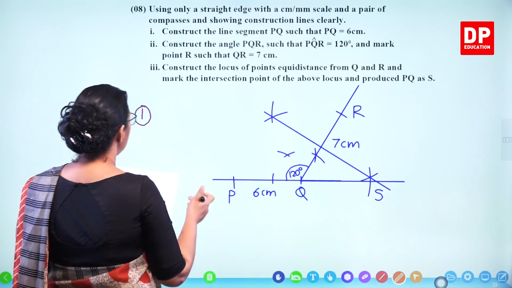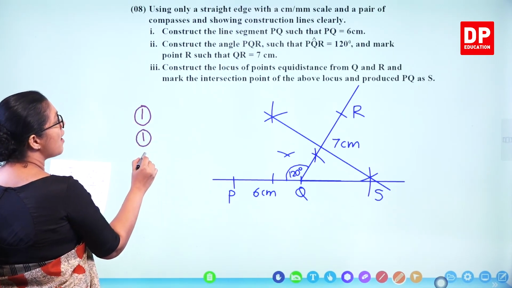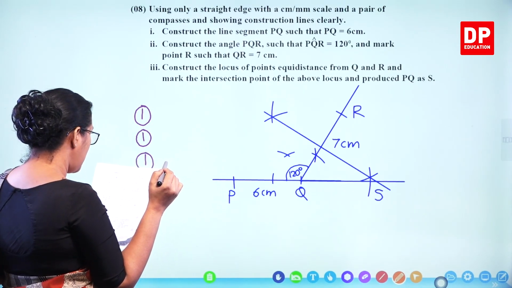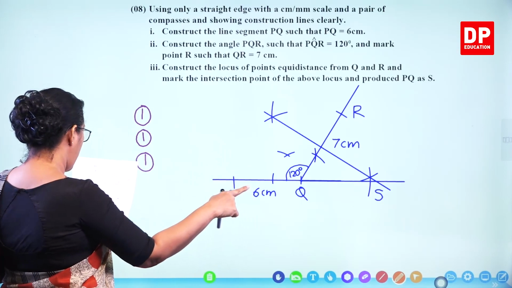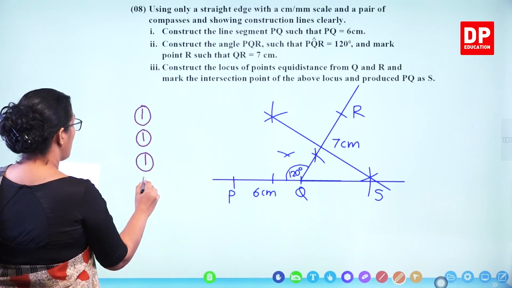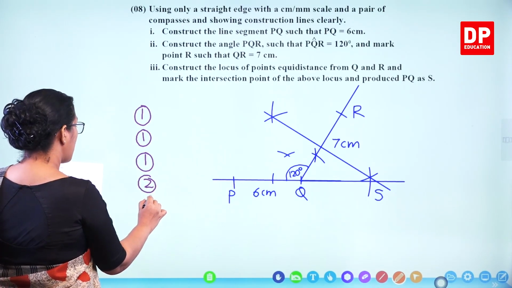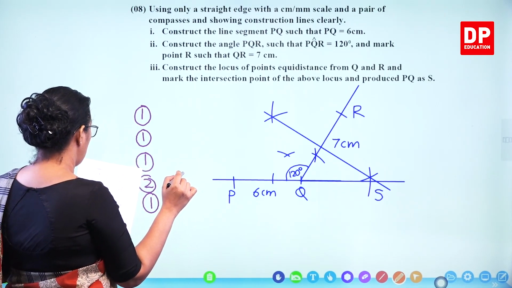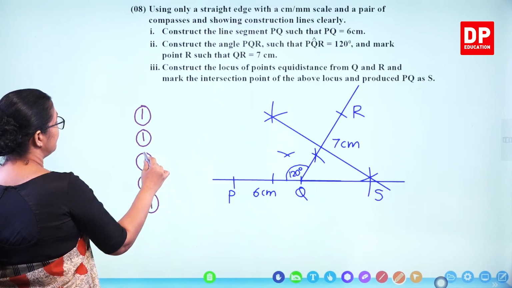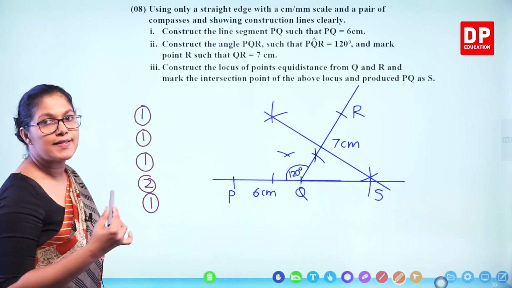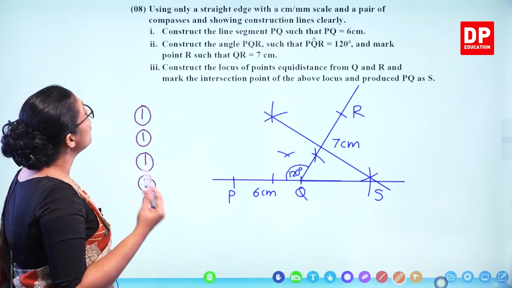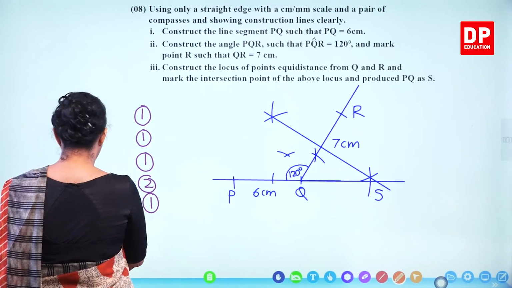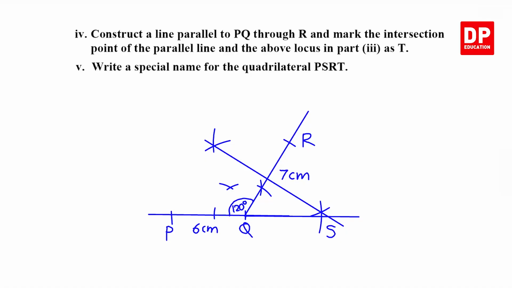That's 1 mark and marking R, 1 mark. Then perpendicular line, 2 marks, and marking S, 1 mark. So 6 marks for this step. And now we'll see what's the other step. Now we'll look at the next one.